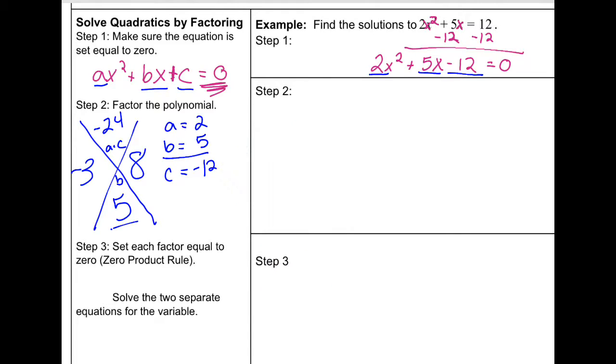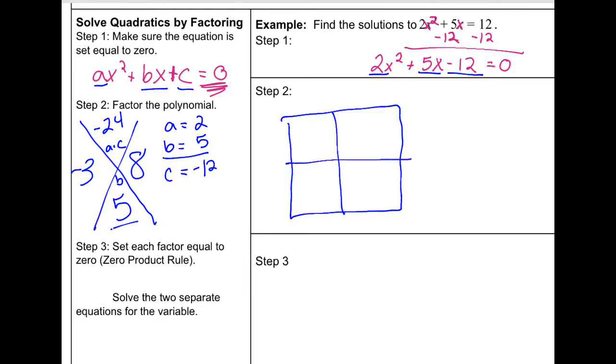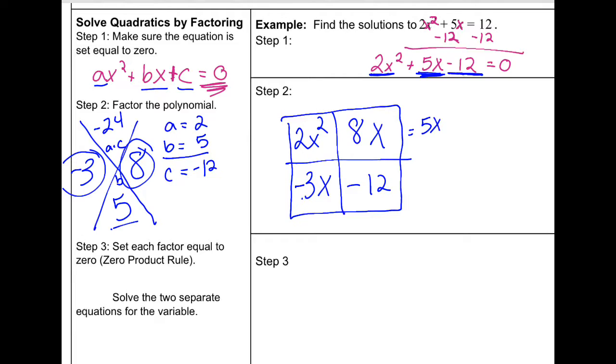Okay. So now I'm ready to actually do factoring, and I like to use the box. With the box, your original first term 2x squared and the last term negative 12 can fill in the first box and the last box. But then 5x, the middle term, is going to be split with those magic numbers we found, negative 3x and a positive 8x, because negative 3x plus 8x does add up to 5x.